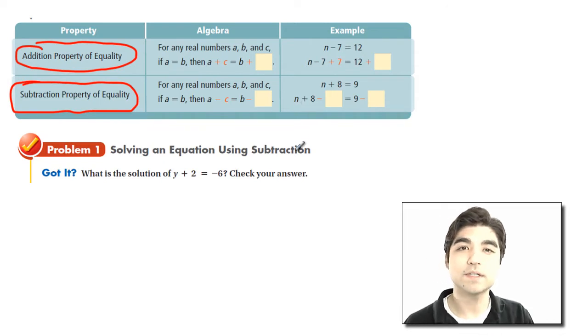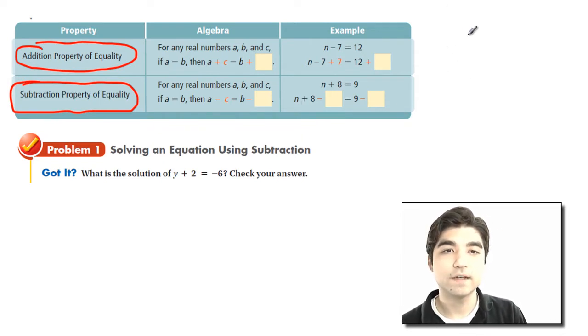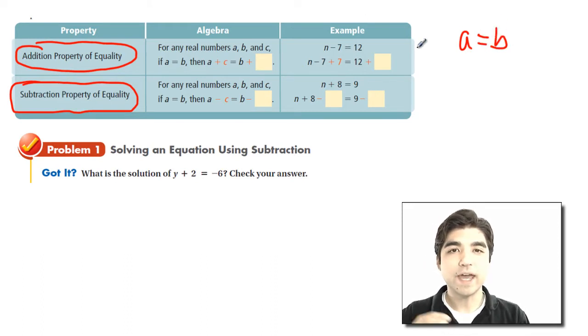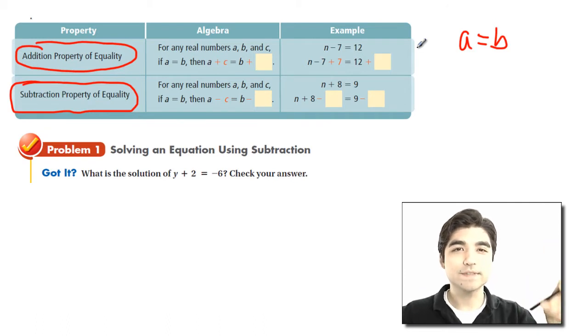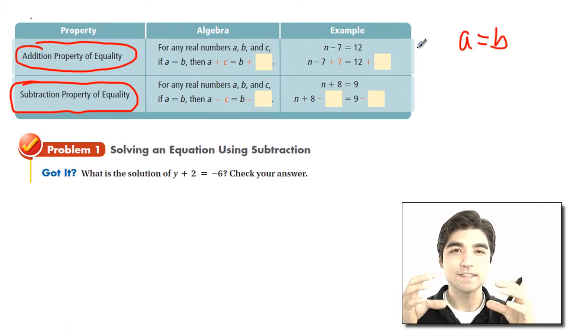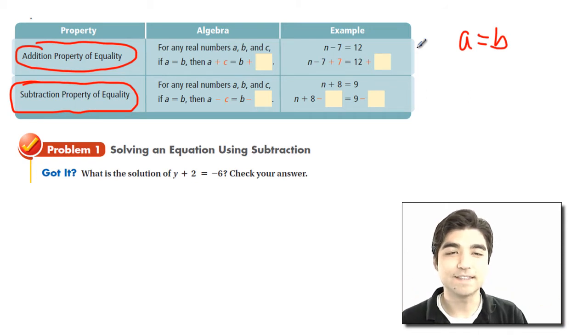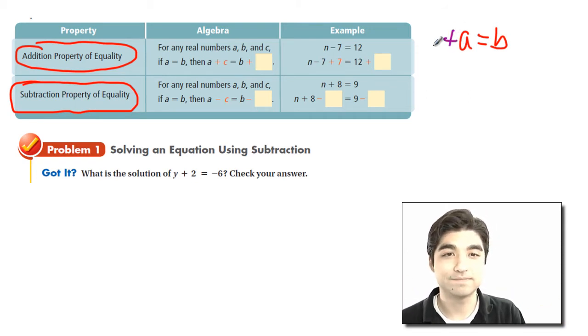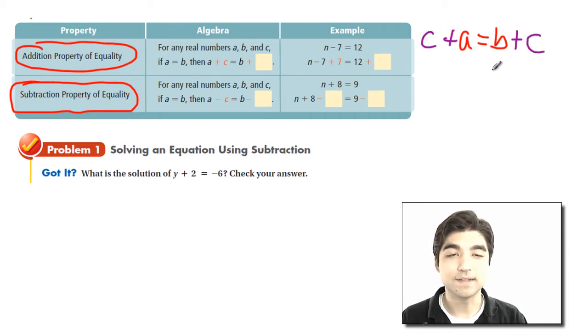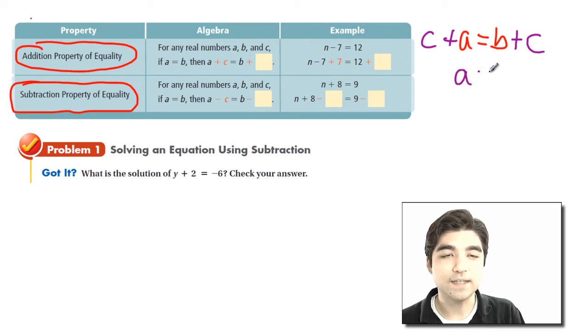Now, the addition property of equality says that if you have an equation here, if you add the same amount to both sides, then the equation stays balanced. So if we add a c to both sides, then the equation stays balanced. Likewise, we could add anything that we want to both sides as long as it's the same number. So let's add a d.